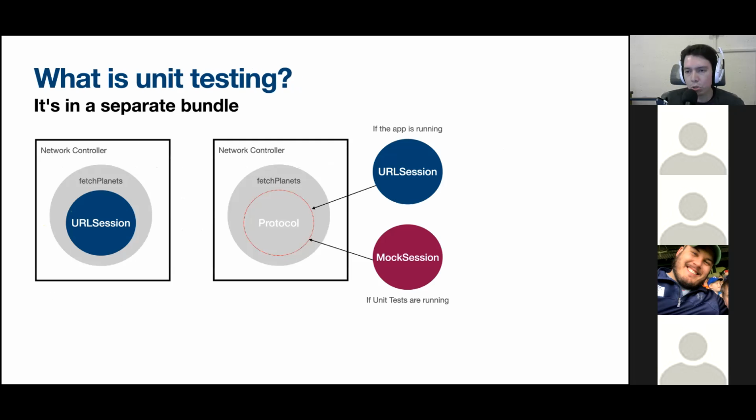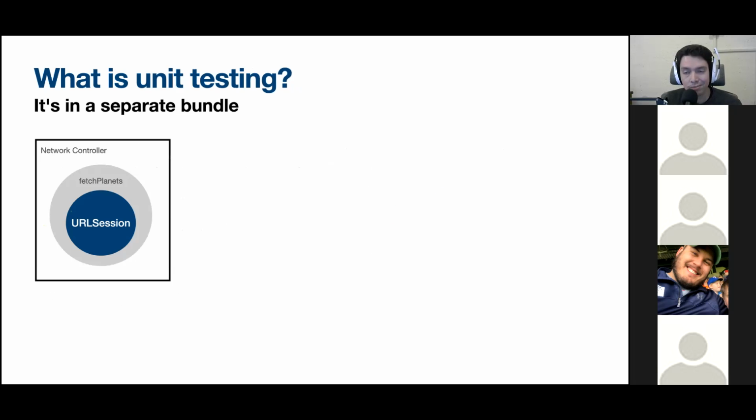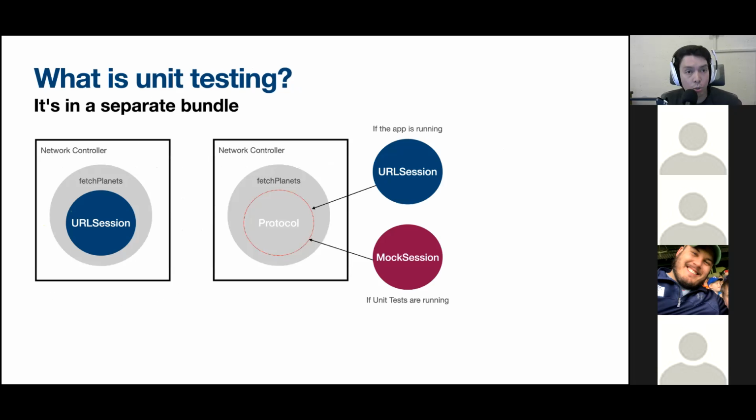And just to complete the analogy, right now your session is embedded. It's hard-coded into the function. What I would like to do is use a protocol, which is a mask, an interface, someone that pretends to be something, so that I can inject URL session if we're on the app, or I can inject mock session if the unit tests are running. Right? That's what I would love to do.